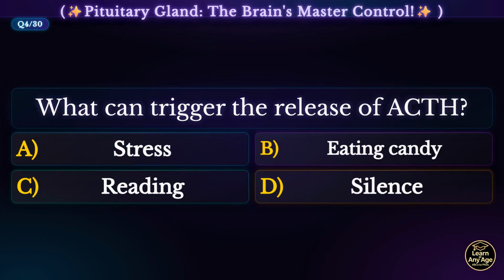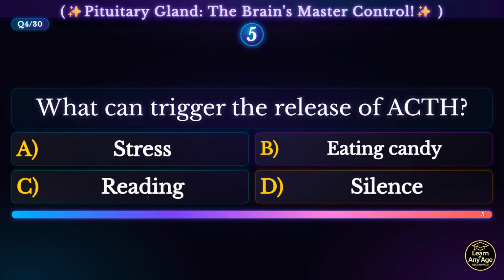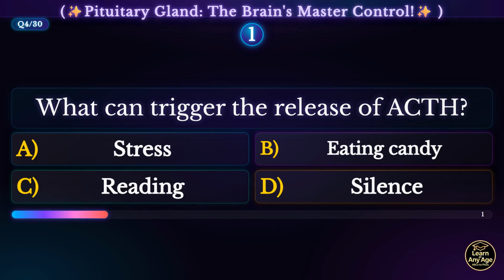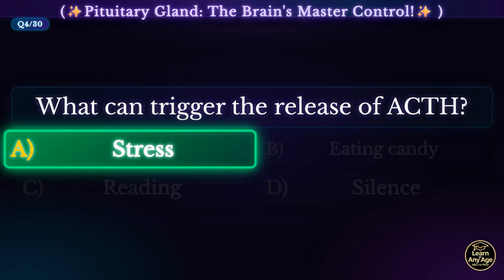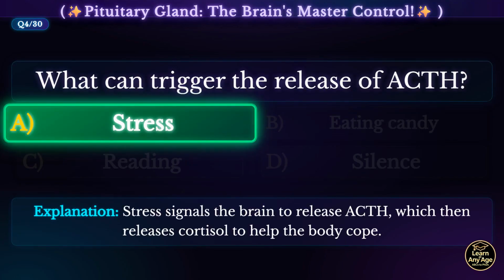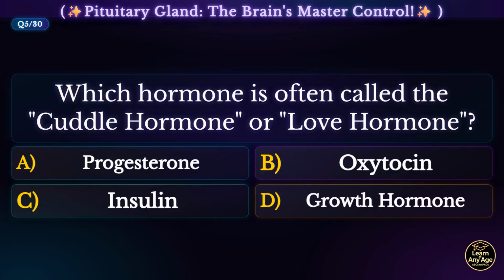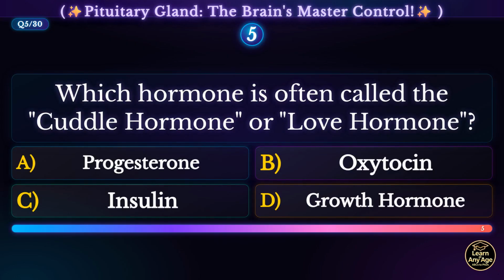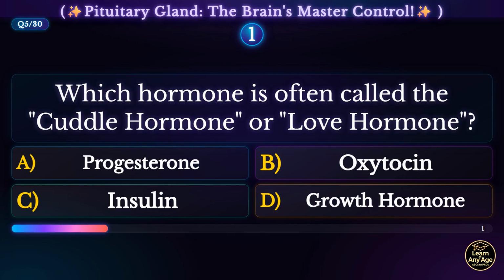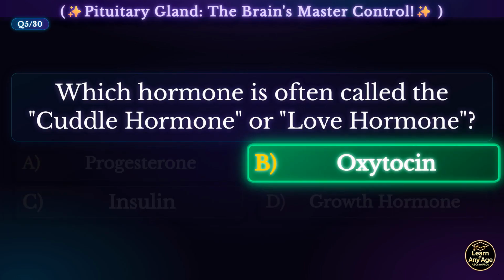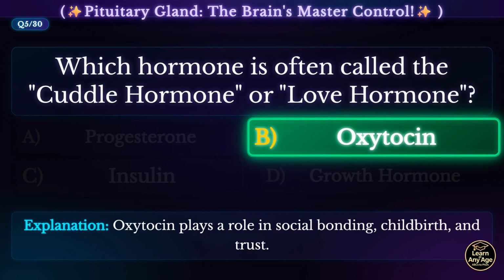What can trigger the release of ACTH? Stress. Stress signals the brain to release ACTH, which then releases cortisol to help the body cope. Which hormone is often called the cuddle hormone or love hormone? Oxytocin. Oxytocin plays a role in social bonding, childbirth, and trust.